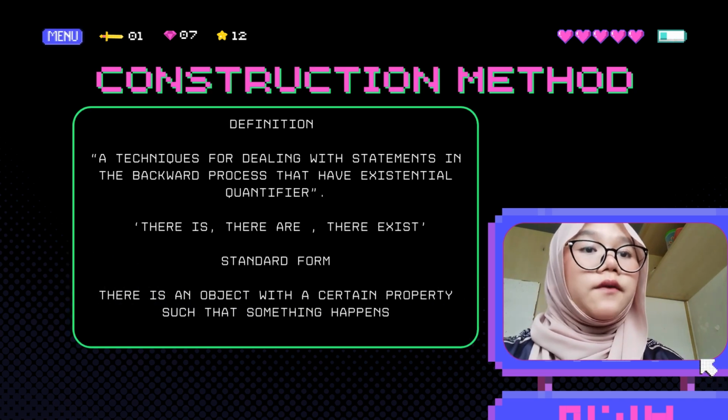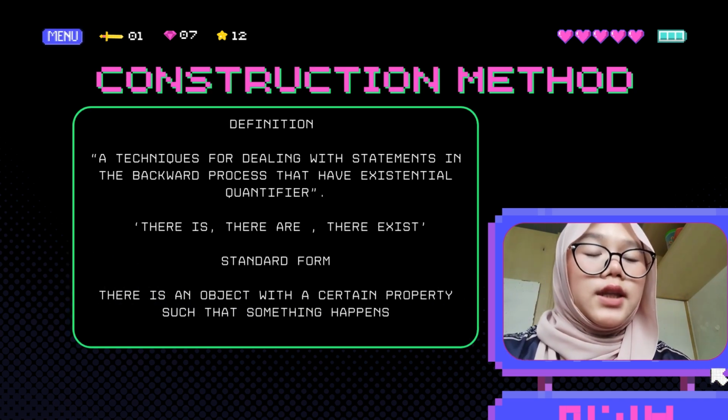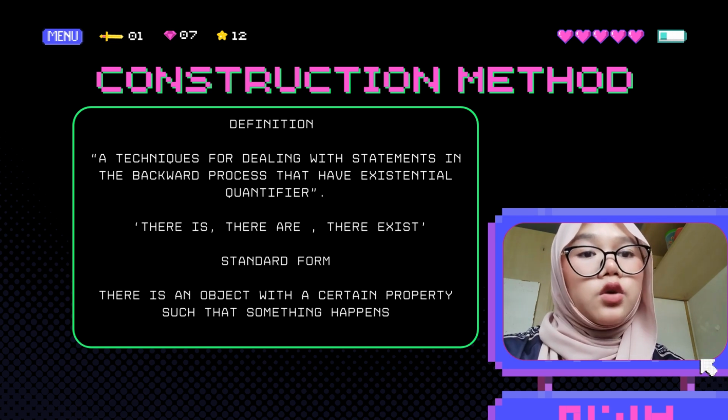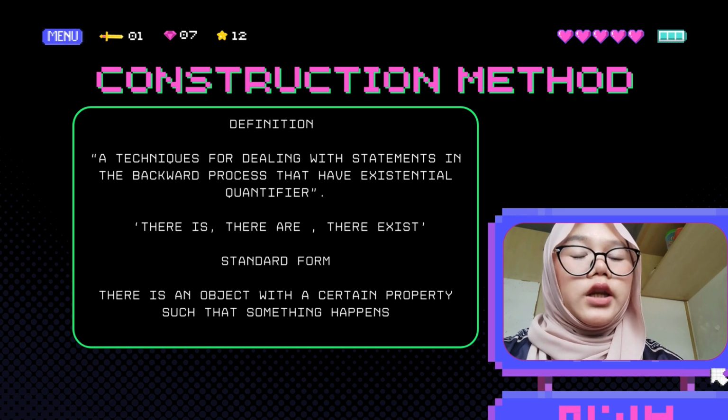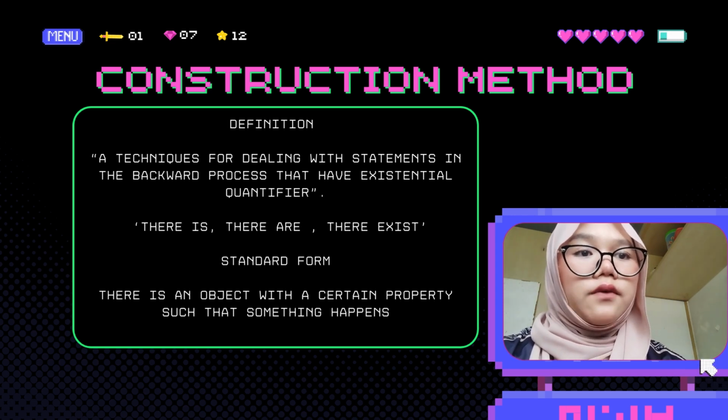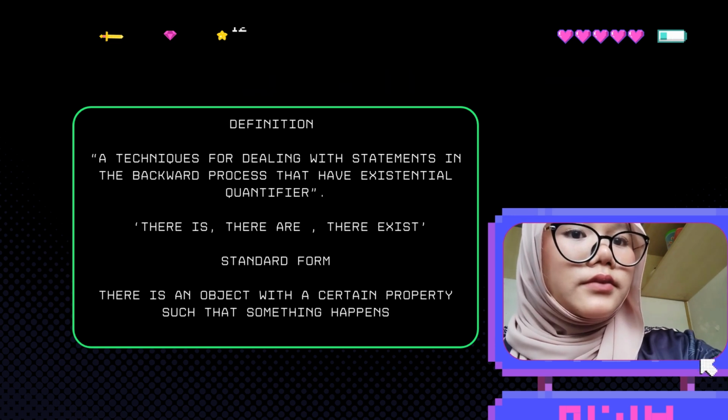Construction method definition: a technique for dealing with statements in the backward process that have a potential quantifier, which is there is, there are, and there exists. It is written in the standard form: there is an object with a certain property such that something happens.